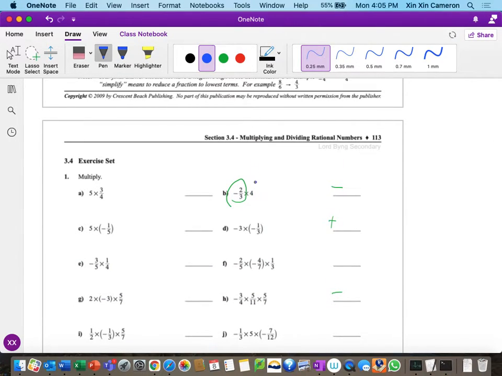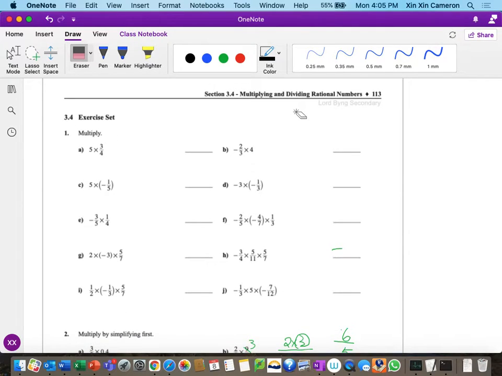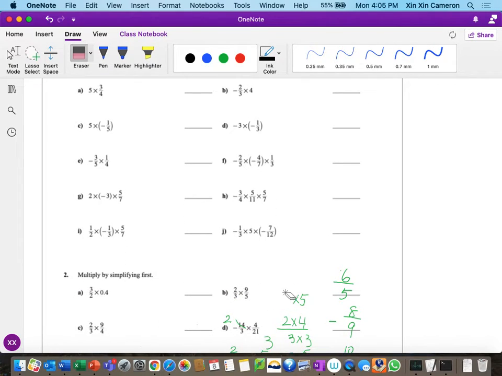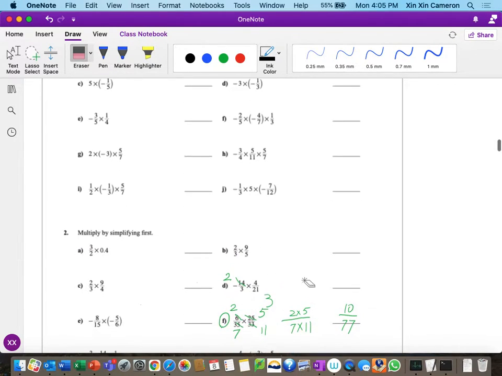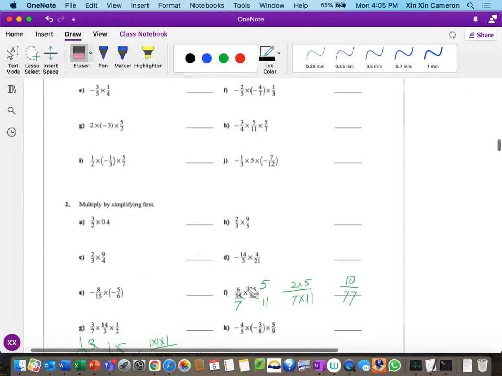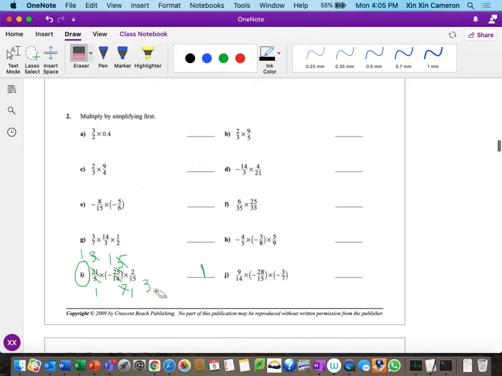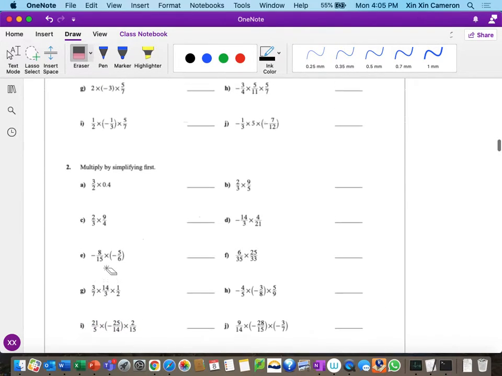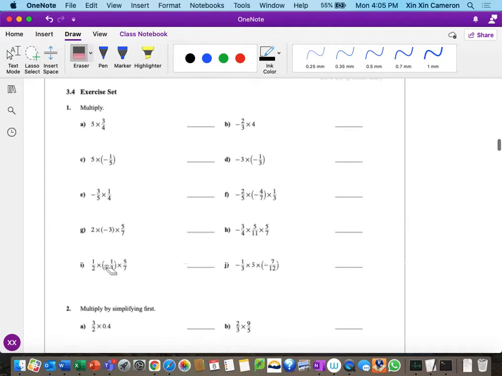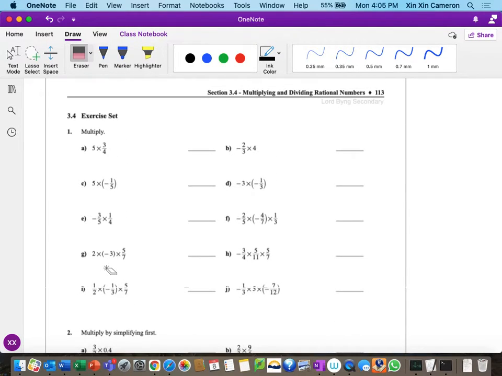Okay, so here we go. I demonstrated some questions before, so let's erase these things first, so I have a clean slate to work on. All right, so now multiply.